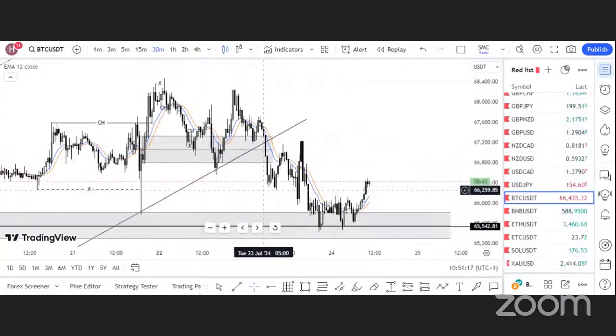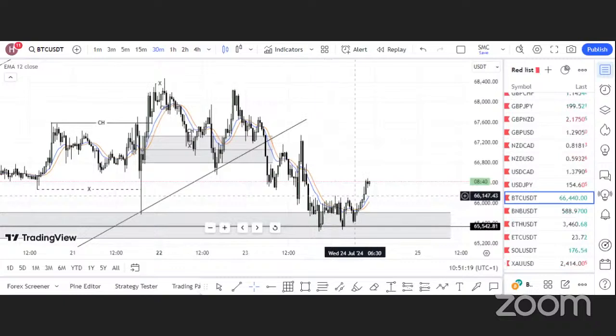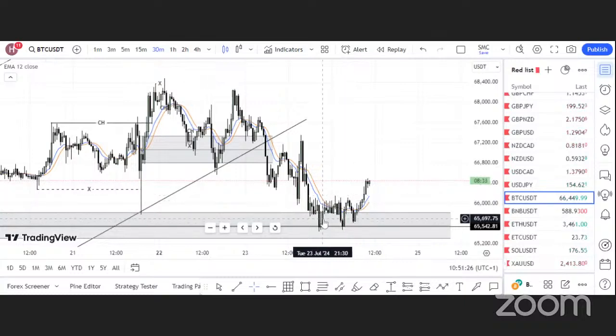So that was what happened here. So this market is still trading to the upside after retesting the order block there.